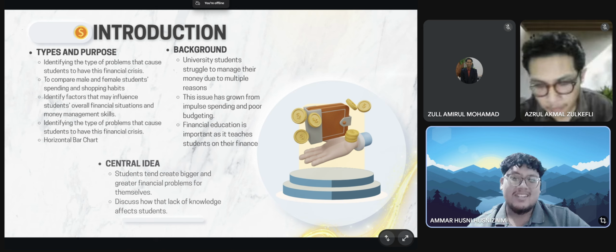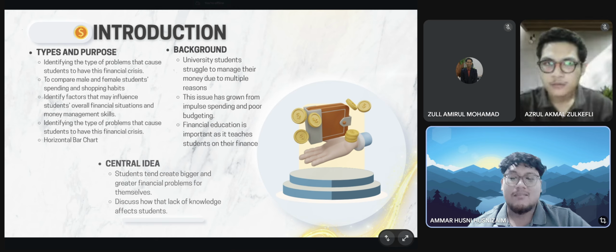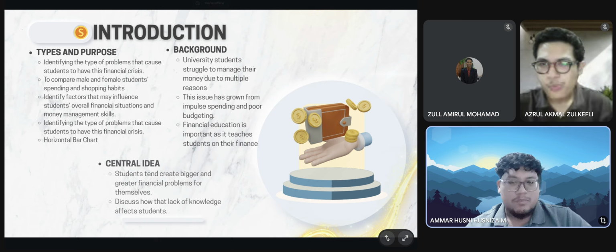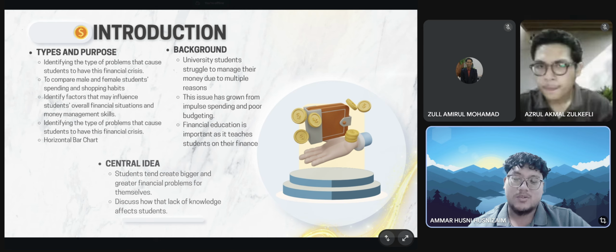That question leads directly to this particular graph we are analyzing today. The graph presented is a horizontal bar chart, which allows us to clearly compare male and female students' spending and shopping habits. The purpose of this graph is to identify the types of problems that contribute to financial difficulties among students. By comparing spending behavior between genders, we aim to identify factors that influence students' overall financial situations and money management skills. On to you, Zul.